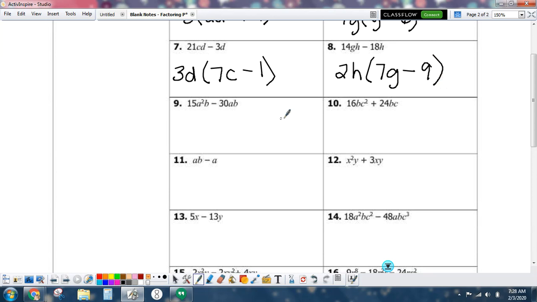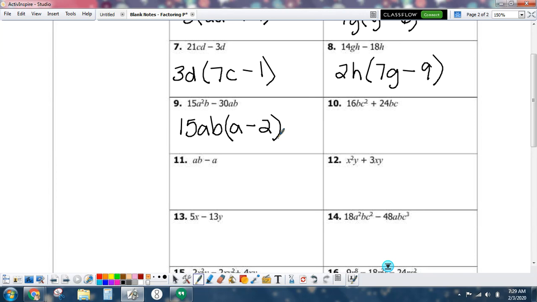All right, so go ahead and try number 9. All right, so the biggest number that goes into both 15 and 30, or negative 30, is 15. The biggest a that goes into a squared and a is a. The biggest b is b. And then I'm left with, since I take all this out, just one a. And then I'm left with minus 2.